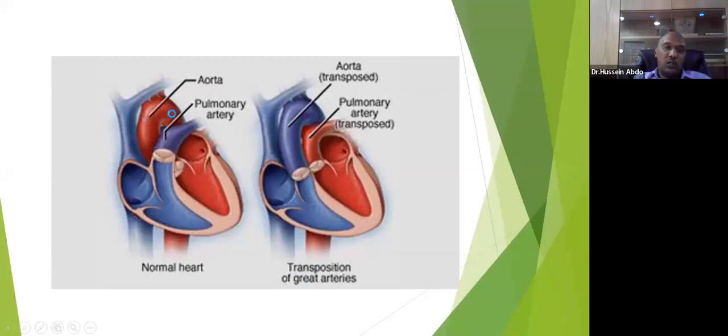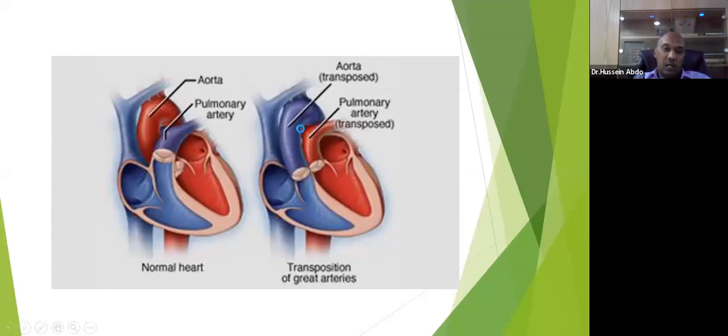the aorta, the oxygenated blood will go to the pulmonary artery, then to the lung, and come back through the pulmonary veins. So we have two separate circles. Instead of the circulation being in series, it is a parallel circulation. So this is one circle and this is another circle. So we need a mixing of blood. In TGA, we need mixing.